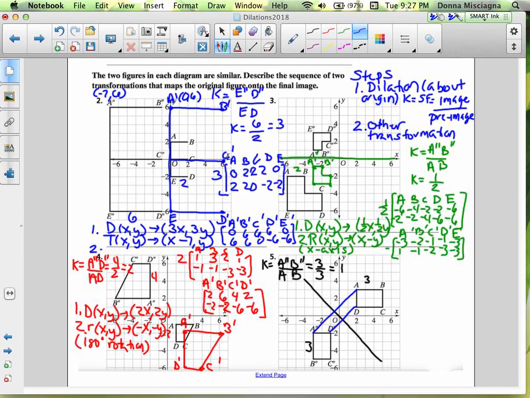And this is the line y equals negative x. So this is a reflection. Sometimes it gets tricky to figure out 180-degree rotation or reflection. But if it was a 180-degree rotation, notice they wouldn't be turned that way. If you look at the 180-degree rotation, notice they're oriented the same way. One's not on its side.